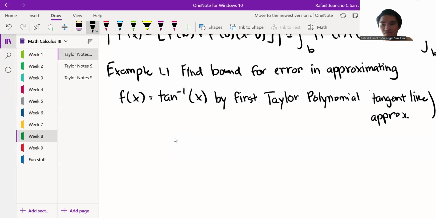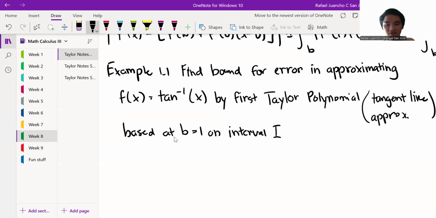Let's write out a bound for that, specifically based at b equals 1 on interval I. Now the thing about math is we're naming everything. And when I say everything, I mean everything. I'm gonna write it like that from 0.9 to 1.1. Well, first, how do we do that?